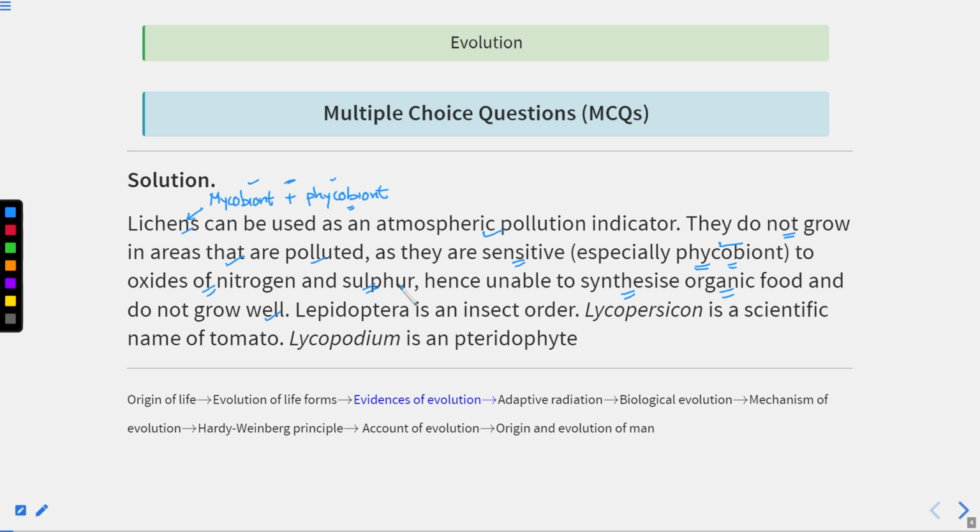Now, in the options, we had Lepidoptera. So why is Lepidoptera not the correct answer? Because it is an insect order and not used as an atmospheric pollution indicator. Then Lycopersicon is a scientific name for tomato. So again, this is not used as an atmospheric pollution indicator. And Lycopodium is a pteridophyte. So pteridophytes, you know, are vascular plants. And these are also not used as the atmospheric pollution indicator.